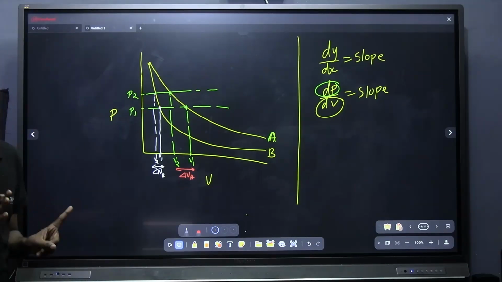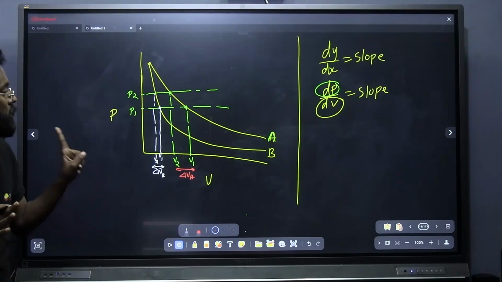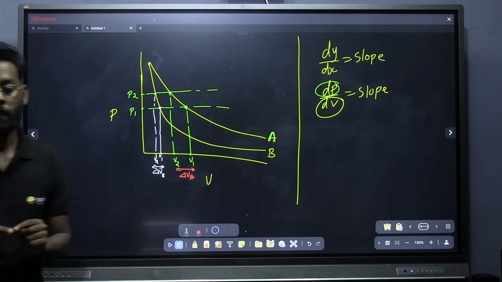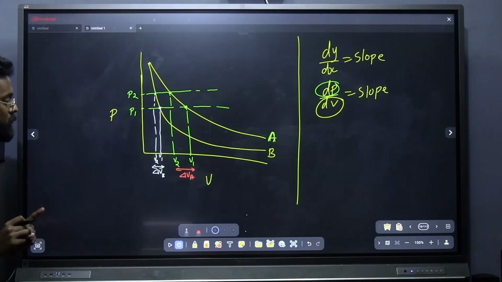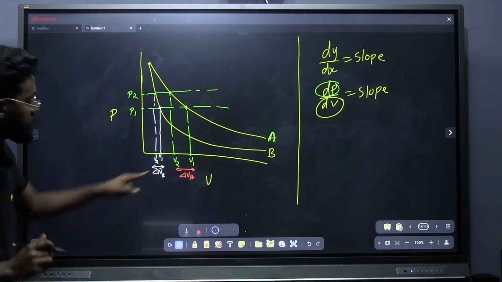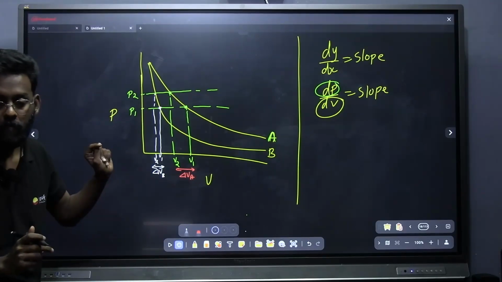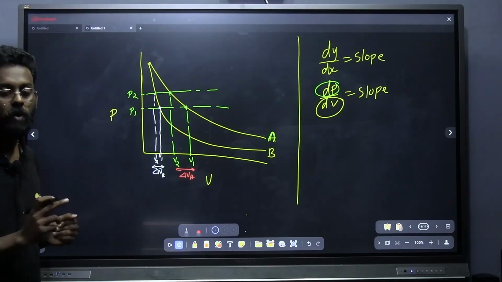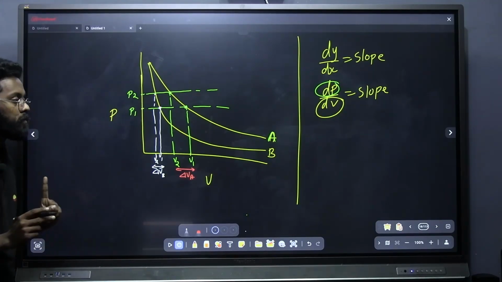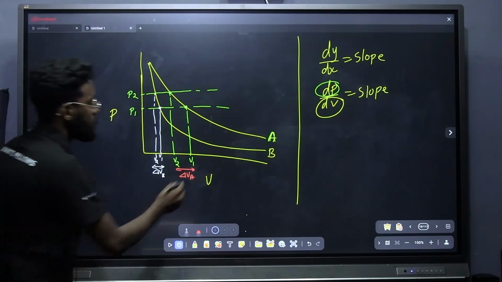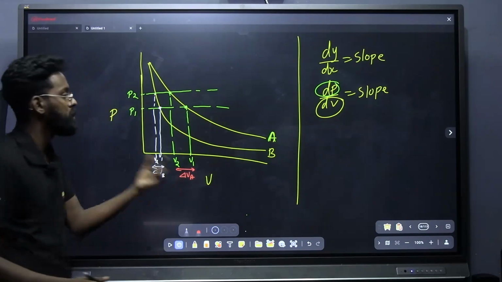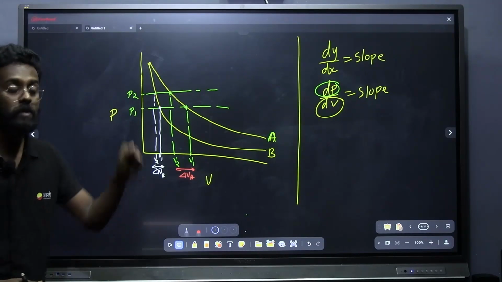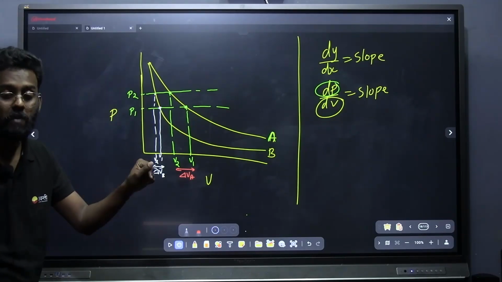Now if you observe the change in volume, delta V of B, which change is higher? Students, tell me which change is higher, delta V of A or delta V of B? Which change in volume is higher? A or B? A. Yeah, very good. A's change in volume is higher. If the change in volume is higher, the slope will be lower. If the slope is lower, is that isothermal or adiabatic?